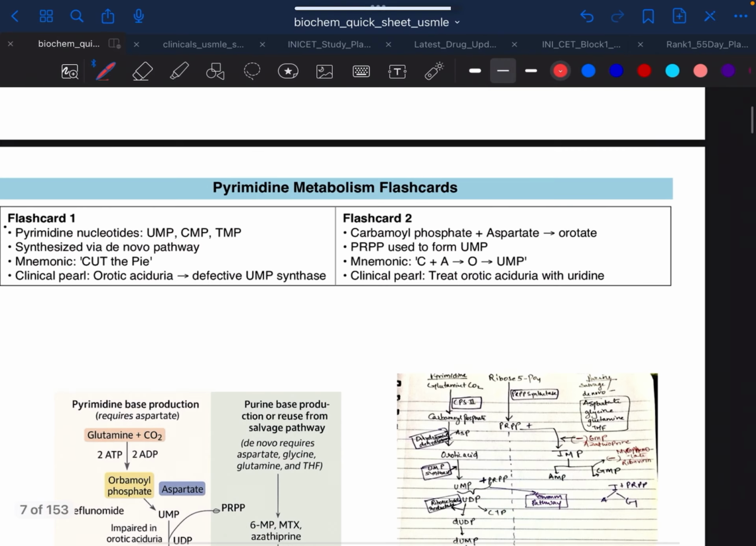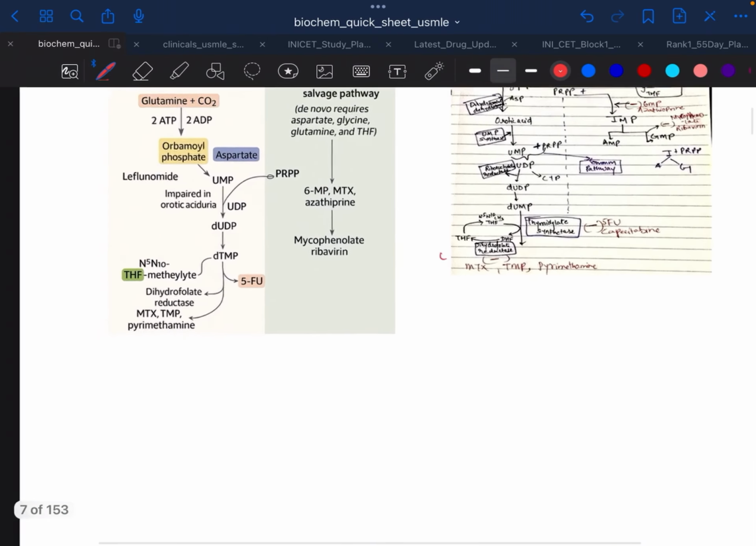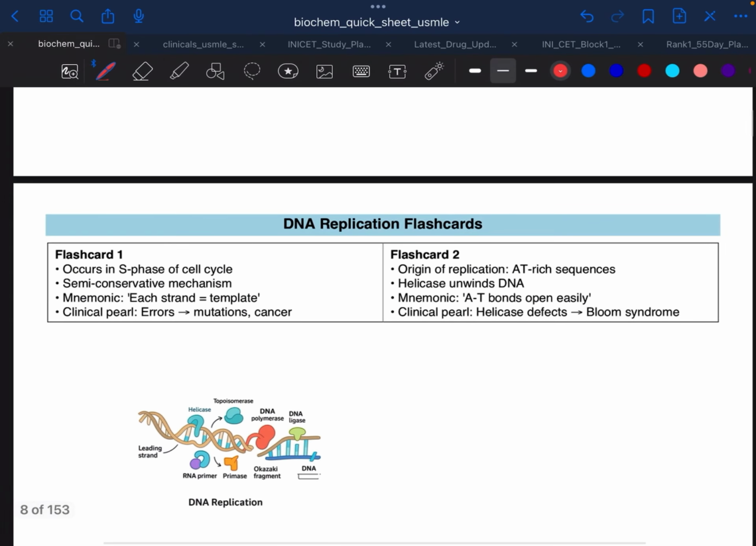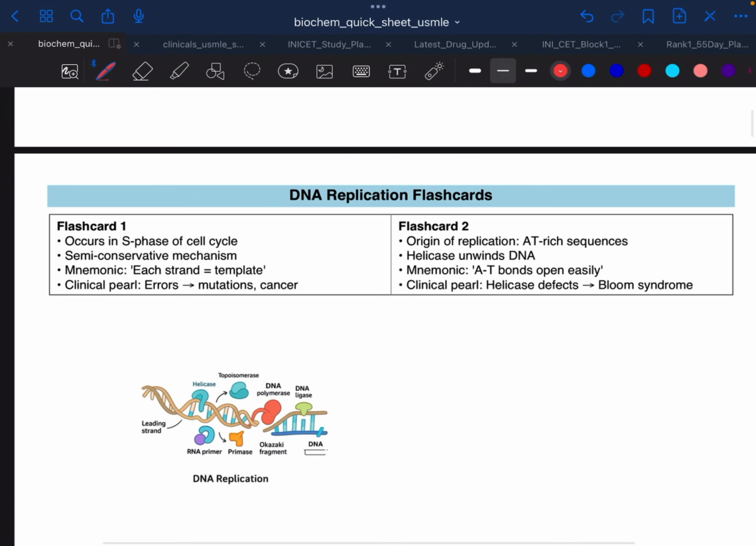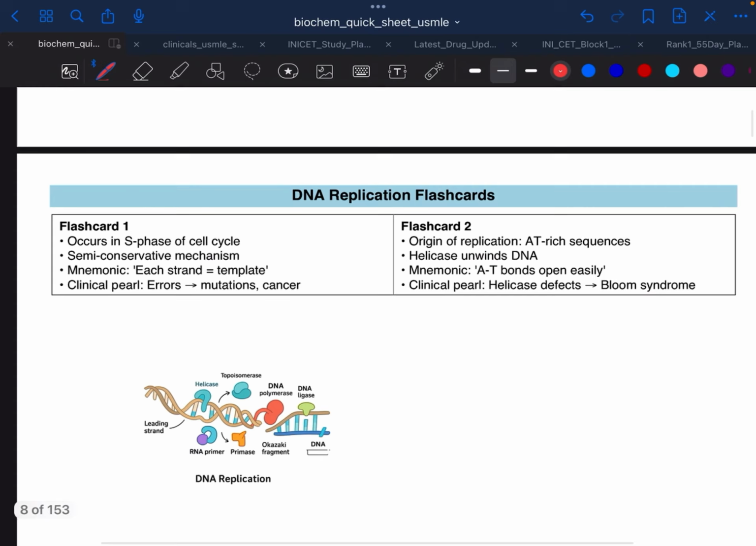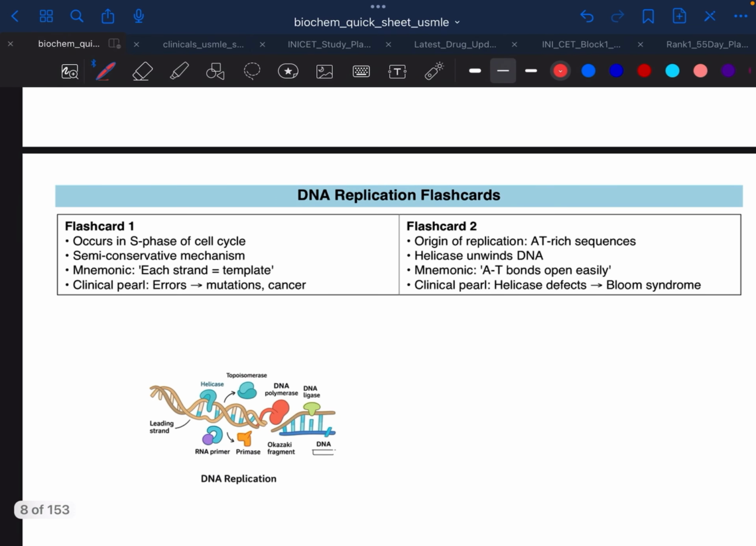In Molecular Biochemistry Made Simplified, we have completed up to pyrimidine synthesis, and now we are starting with DNA replication, RNA transcription, and translation. So let's start with the DNA replication flashcard. You can see my three videos which I had made earlier. Continuing the series, I'm continuing with the DNA replication flashcard.